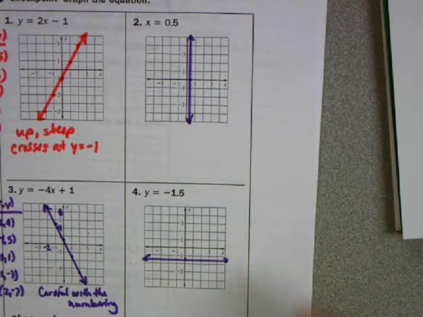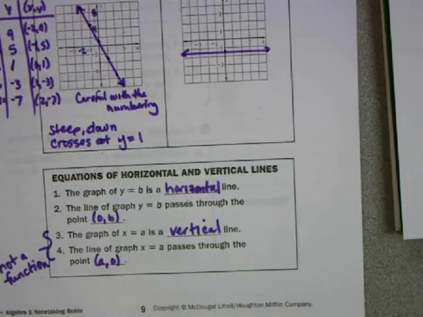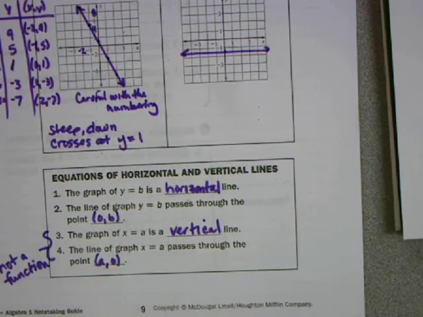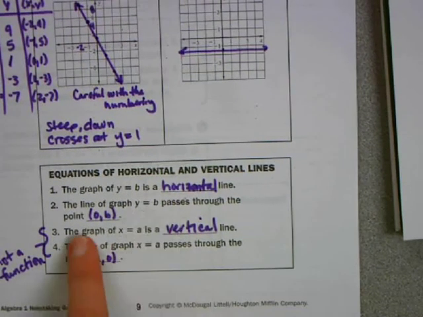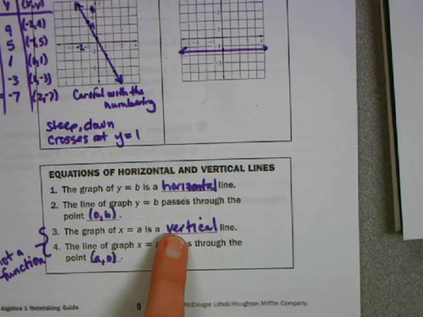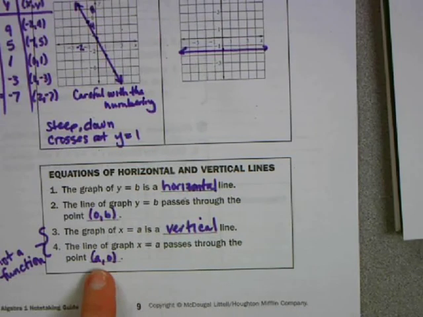And there's the graphs. So just to kind of fill in our notes from what we just did, the graph of y equals b, so y equals a number, is a horizontal line. And it's always going to pass through the point 0 and whatever that number is, so (0, b). If it's x equals a constant, it's a vertical line, and it's always going to pass through that number and 0, that point on the x-axis.